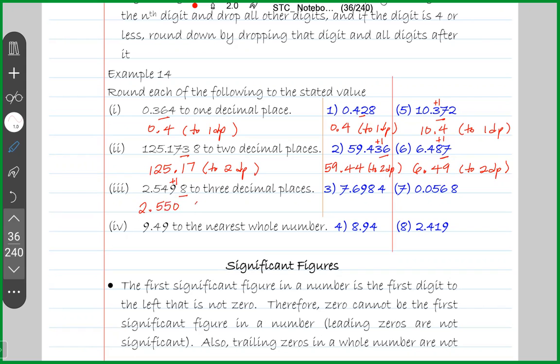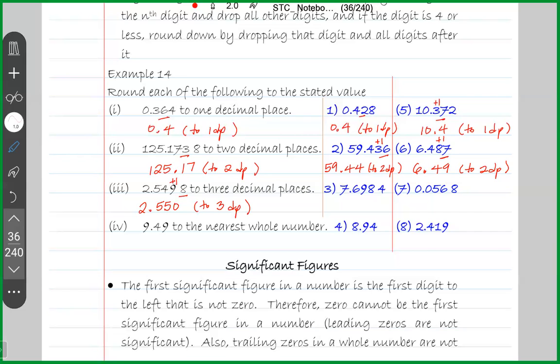2.550 to 3 decimal places. So remember, I would add 1 because the digit I'm looking at is an 8. I'm going to add 1 to the 9, making it 10. 10 has 2 digits, I can't put down 10, so I put down 0, and then add 1 to the 4, making it 5. And so my final answer is 2.550 to 3 decimal places.